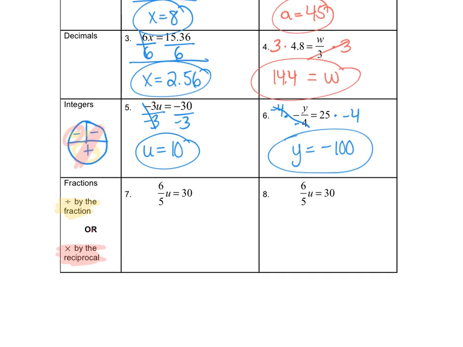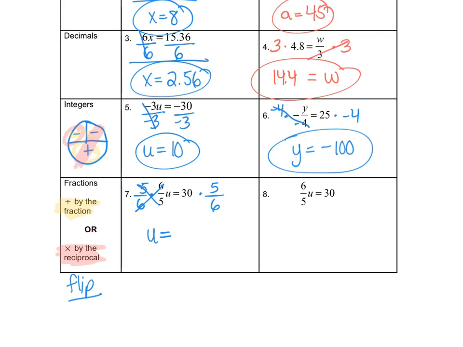So the reciprocal is just the flip. Another word for reciprocal is the flip of the fraction. Okay, so 6/5, if I flip that around, I'm going to multiply by 5 over 6 instead, always onto both sides. Okay, so if I multiply by 5 over 6, it actually gets rid of the fraction, and now I get my answer of u equals.